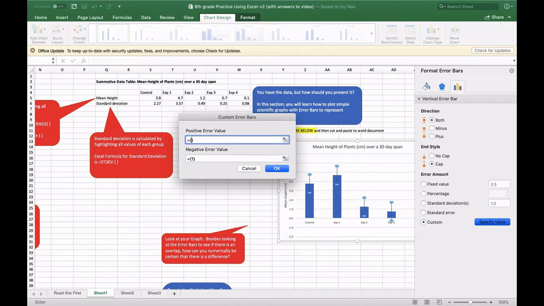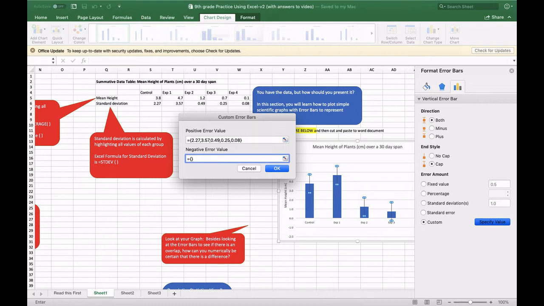So you are going to type in your standard deviation first for your control, 2.27, and then the comma is going to tell Excel that now you want the error bar for experimental 1 group. So you're going to type in your standard deviation, 3.57, comma, 0.49, that's for experimental 2, comma, 0.25, comma, 0.08. So now you have your positive error bar, and your negative error bar is going to be the same.